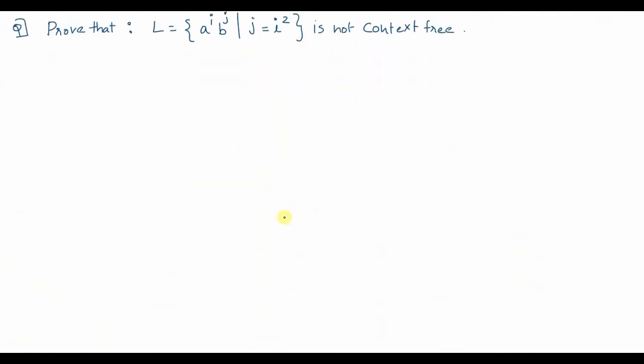Let's have another example. In this problem, we are asked to prove that the language L equal to a raised to i, b raised to j, such that j is equal to i squared, is not context free. First of all, let's see what the valid strings of this language are. Suppose i is 2, then j is i squared, and 2 squared is 4. So one of the valid strings I can take is, if there are 2 a's where i is 2, there should be 4 b's. Agreed? So this is one of the valid strings that I can take.